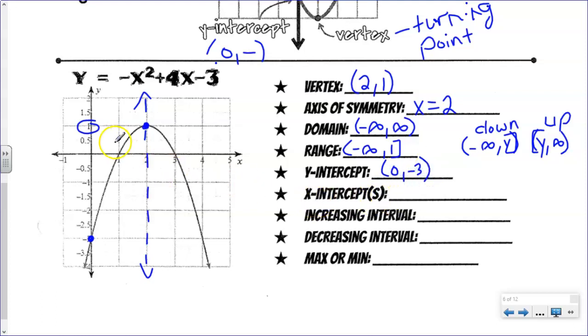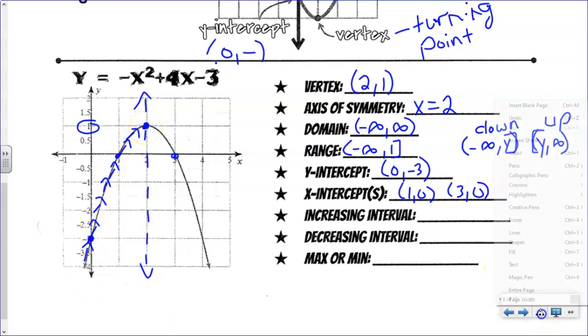Our x-intercepts or our solutions are right here. So that's going to be 1, 0, and 3, 0. Okay, so now let's talk about increasing and decreasing intervals. Where is this graph increasing? We could draw arrows showing that this graph is going up, up, up. On the left side, it's increasing until it hits that vertex.